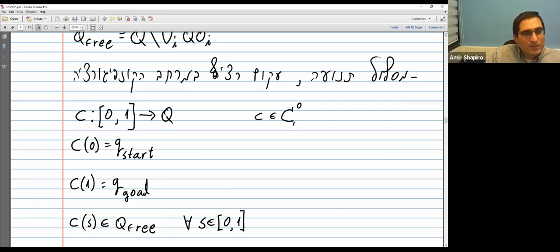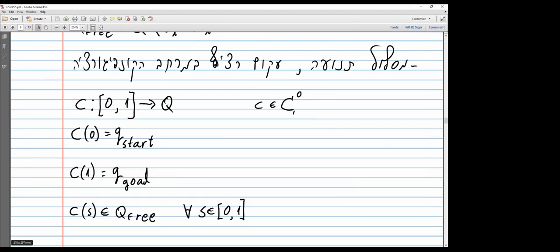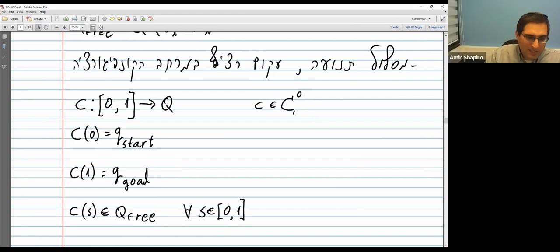It starts at the scalar 0, at the start configuration, and it ends at 1, in the end configuration. And C of S is a point along the path which belongs to the free space in the configuration space, where S is a parameter that moves from 0 to 1.